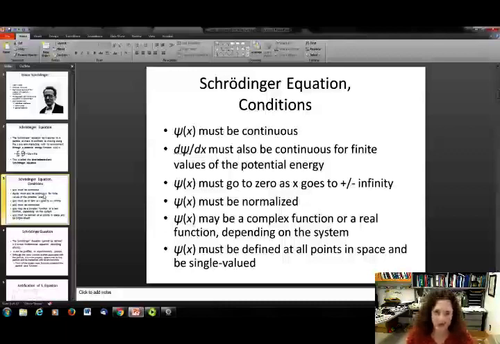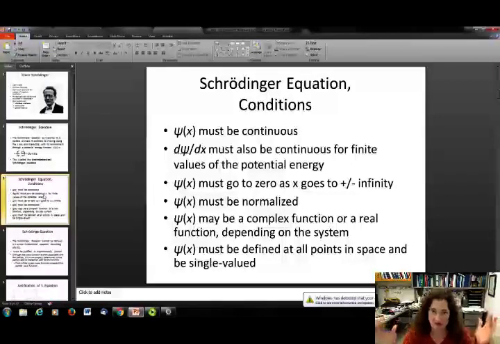Any real potential is going to have a wave function whose derivative is continuous. The wave function has to go to 0 as the position goes to plus or minus infinity. That's a restriction. It can't blow up at an infinity. This restriction is because, of course, this is related to the probability, and the probability at large distances should not blow up. That's bad. Your wave function must be normalized.